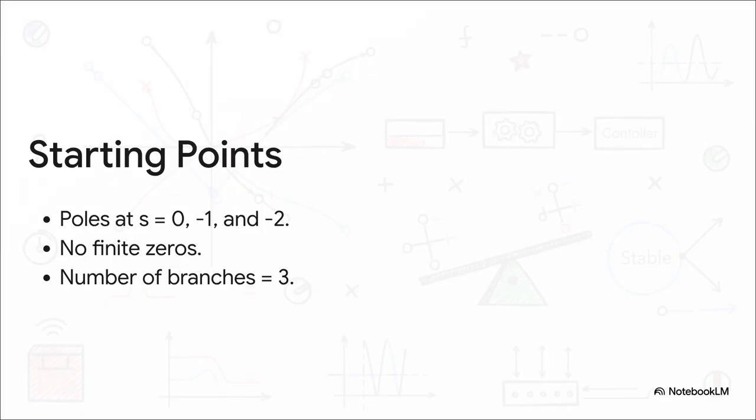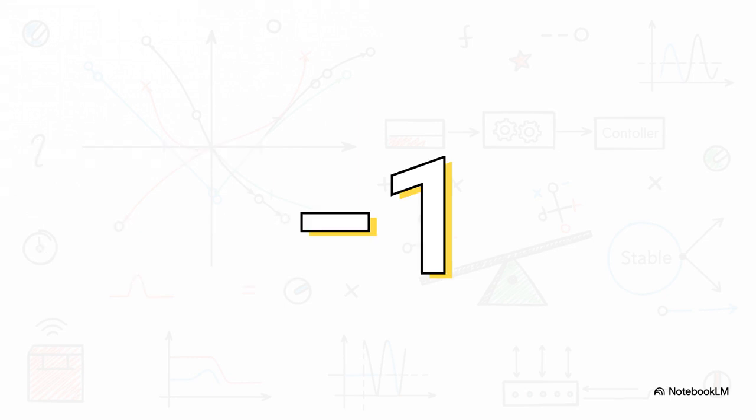Following our recipe, step 1 is marking our starting lines. By checking the denominator, we easily see our open loop poles are at 0, -1, and -2. Since there's no s up in the numerator, we don't have any finite zeros. And because we have exactly 3 starting poles, we instantly know our map is going to have 3 totally distinct paths, or branches.